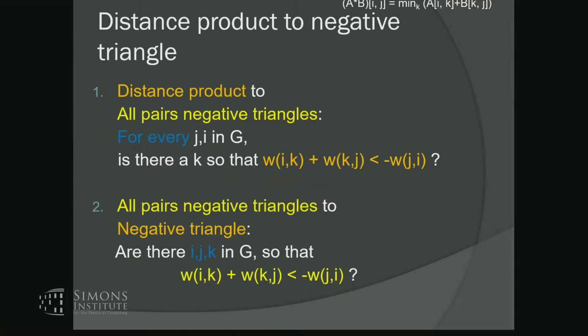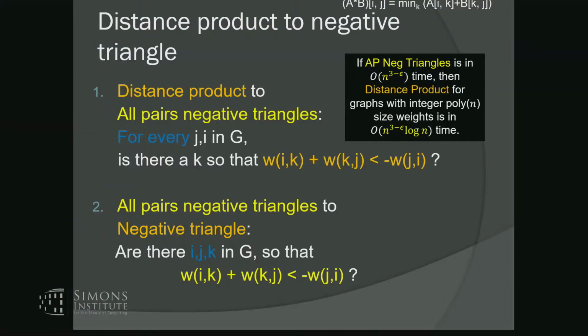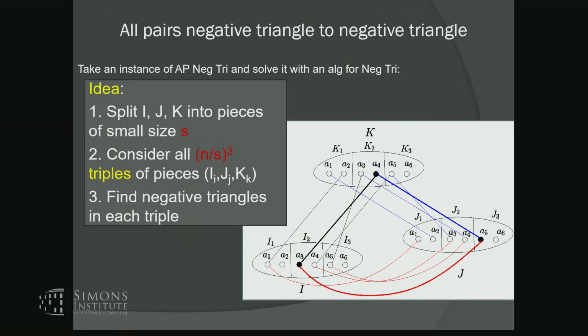Okay, so now we're moving on to the second part where we're trying to reduce all pairs negative triangle down to negative triangle. This is the part where the output goes from size n squared to just 1 bit. Okay, so now our goal is the following. All pairs negative triangle to negative triangle. And we would like to take an instance of all pairs negative triangle and solve it using an algorithm for just negative triangle. And the way that this works is the following.